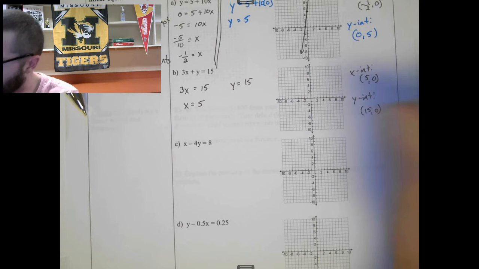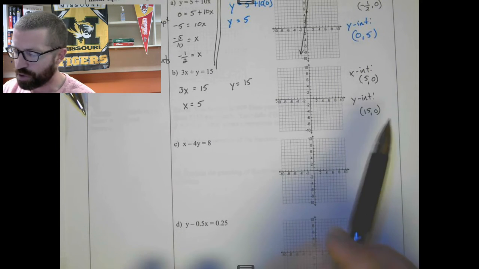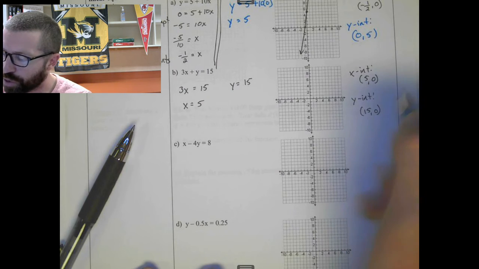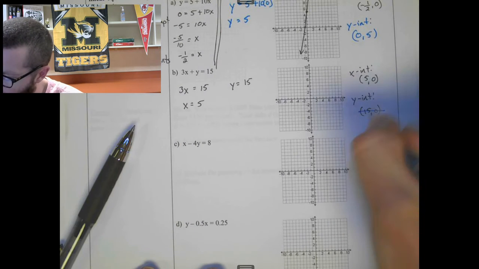Okay, so be careful. I did what I warned you against, and I caught myself, and I was like, I'll finish it out and then fix it. So be careful with the order. Y is 15, x should be 0. And so this is 0, 15.